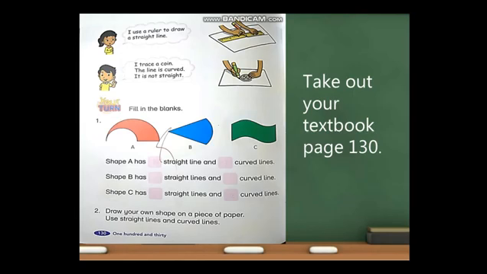Look at shape A. Shape A has how many straight lines? Yes, 1, correct. And then it has 2 curved lines. And then shape B has 2 straight lines and 1 curved line. And then shape C has 2 straight lines and 2 curved lines. Very good.